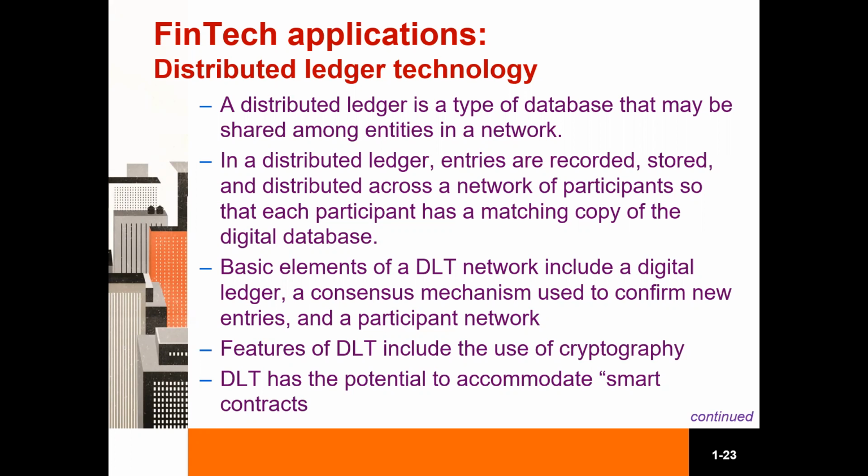In a distributed ledger, entries are recorded, stored, and distributed across a network of participants so that each participant has a matching copy of the digital database. Basic elements of a DLT network include a digital ledger, a consensus mechanism used to confirm new entries, and a participant network. The consensus mechanism is the process in which the computer entities or nodes in a network agree on a common state of the ledger.